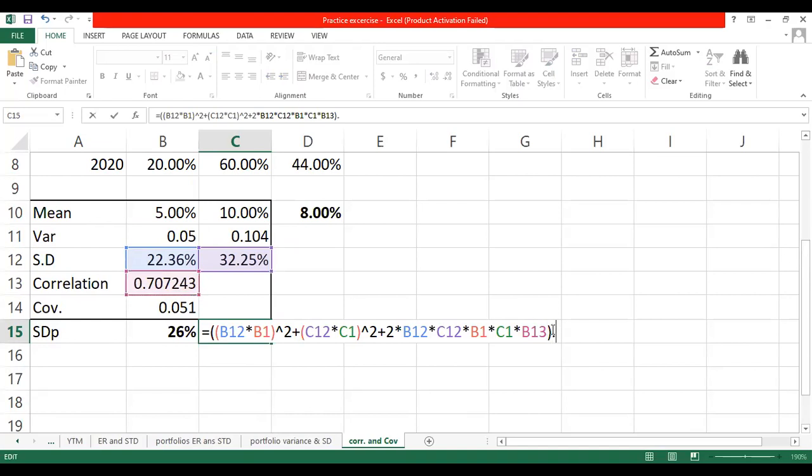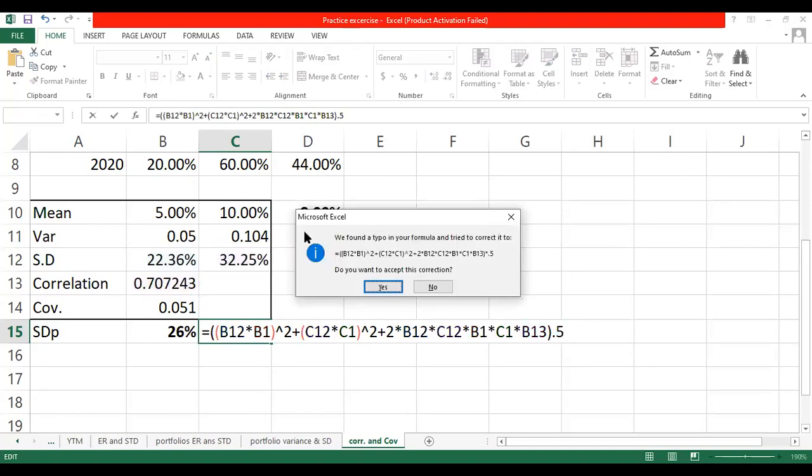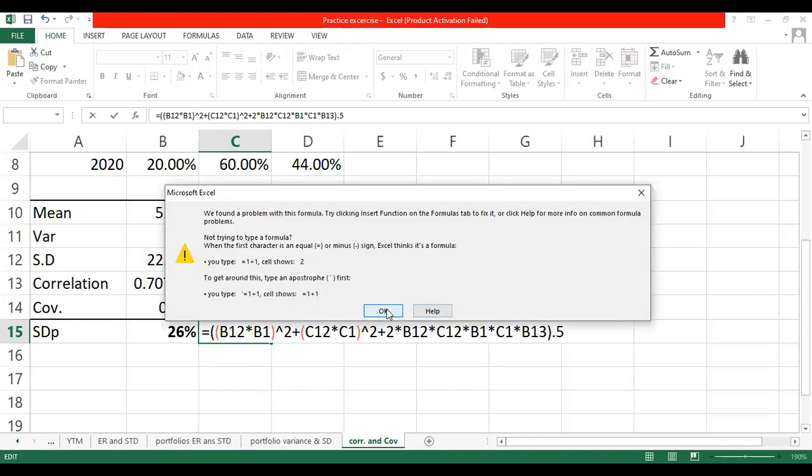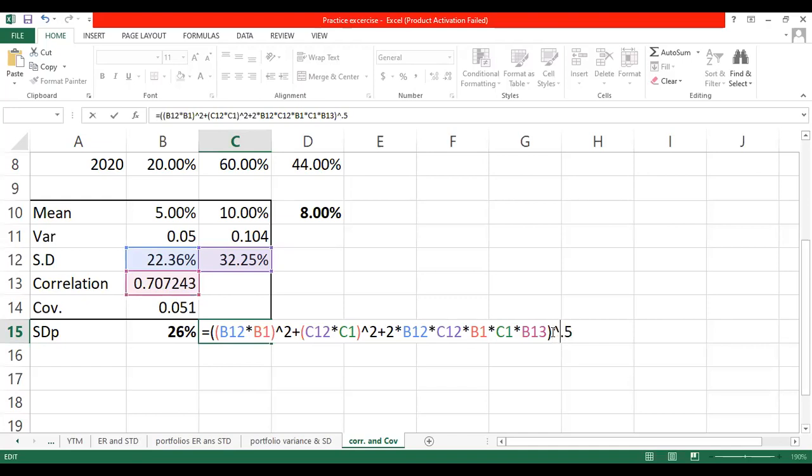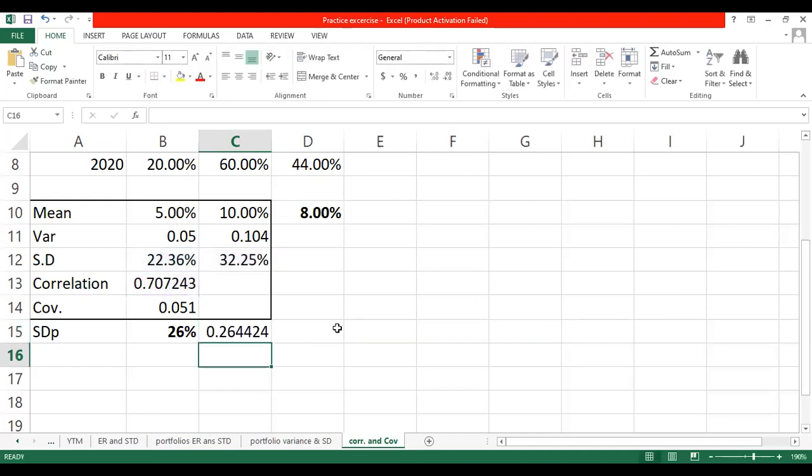And here we will take 0.5 as a square root. If we will not assume that square root, it means that value is a variance of a portfolio. Square root means we will directly calculate a standard deviation. So here we need to take that power. So this is our standard deviation. Even you can see that standard deviation is same as we have calculated here.